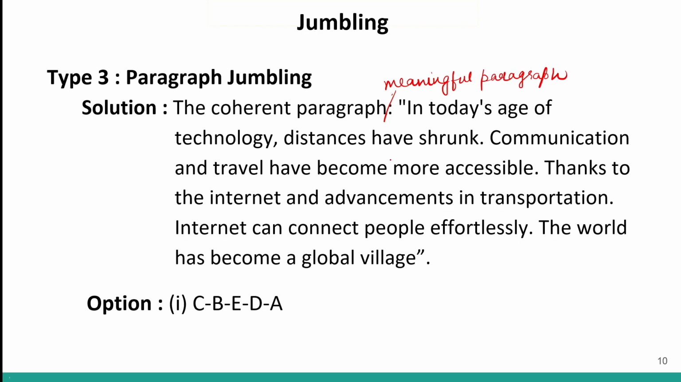Okay, so here you can see, in today's age of technology, distances have shrunk, communication and travel have become more accessible. Thanks to the internet and advancement in transportation, internet can connect people effortlessly. The world has become a global village. So this was the introductory line. This one was the concluding line. And become more accessible how? Through internet, expanded, and this was again expanded in this statement. So this is how we solve the question for paragraph jumbling.